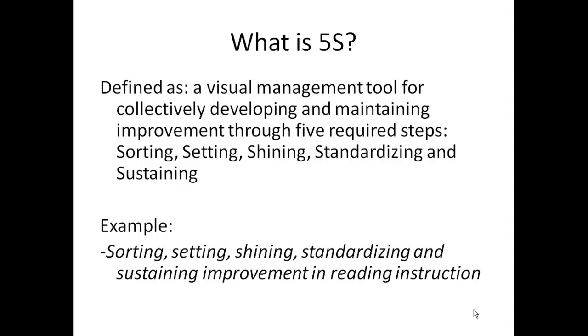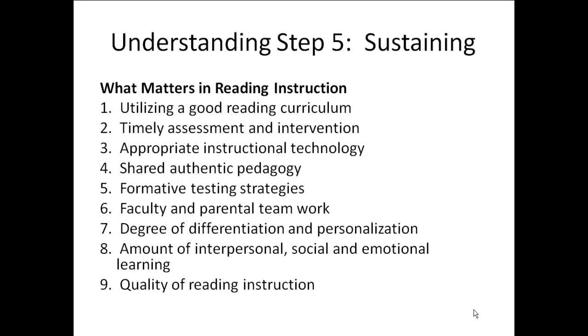So simply put, a 5S is a visual management tool, or a map, if you will, for enabling you to collectively engage with stakeholders in your district in order to develop and maintain some kind of improvement, whatever it might be. There are 5 required steps: sorting, setting, shining, standardizing, and then sustaining. In the example today, we're going to take a look at 5S'ing, or going through these 5 steps of sort, set, shine, standardize, and sustain, an improvement in reading instruction. So let's see what we're trying to do here.